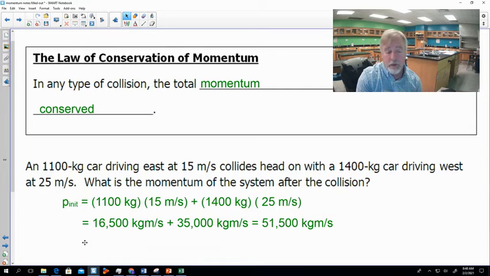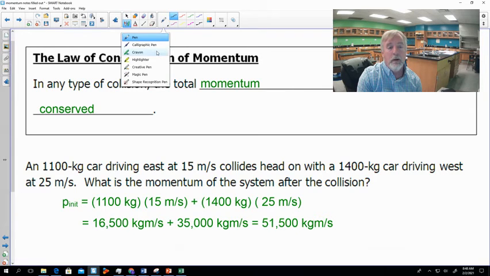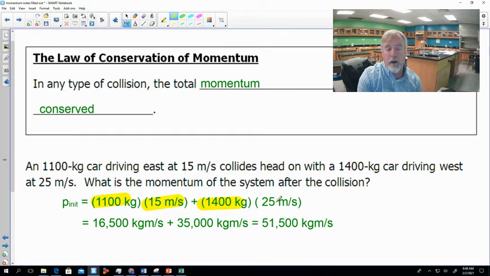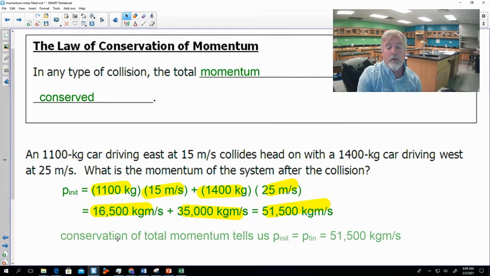So let's calculate the initial momentum here. We had a 1,100 kilogram car traveling 15 meters per second. We had another car, 1,400 kilograms, traveling 25 meters per second. Do our math here, mv of car 1, mv of car 2. We have a total momentum of 51,500 kilogram meters per second. And again, our law of conservation of momentum tells us what? It tells us that the initial momentum is equal to the final momentum. So our final momentum of the system is also 51,500 kilogram meters per second.